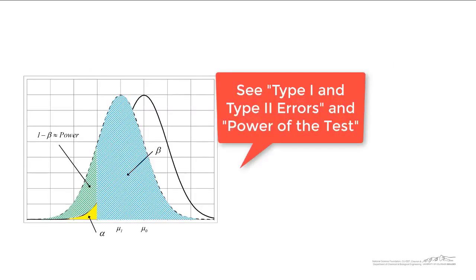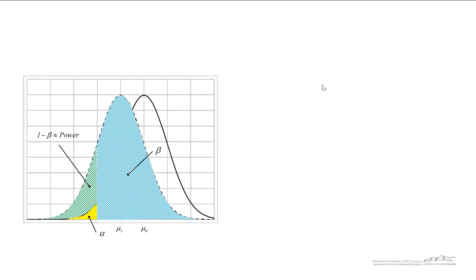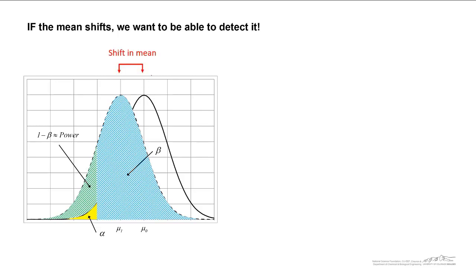In one of the previous screencasts, I talked about power and beta. In those screencasts, I had this assumption. I said, if the mean has shifted, then we can calculate a beta and we can calculate a power. And some of you might have been wondering, how do you know what the shift in mean is and why is that important? This is important from an industrial perspective.